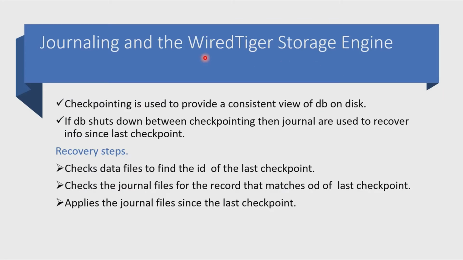If we talk about the journaling and the storage engine, WiredTiger is the default storage engine from 3.2 onwards. Whenever there is a checkpoint happening, it provides a consistent view of the database on the disk. So let's say there is a transaction happening and the checkpoint happens at the same time. Then this checkpoint will flush all the data from the journal to the data files. What if the checkpoint has not happened?